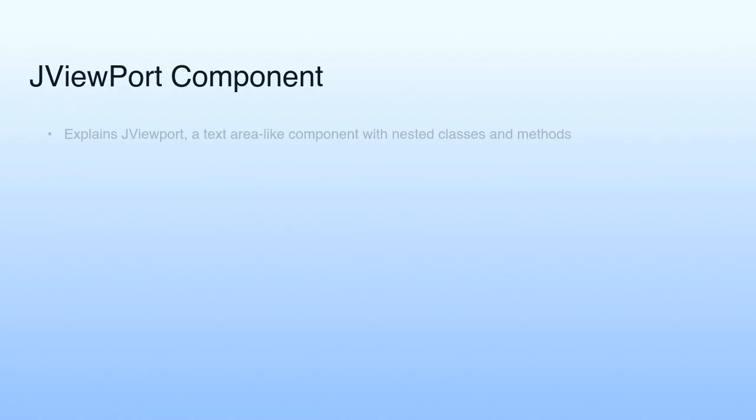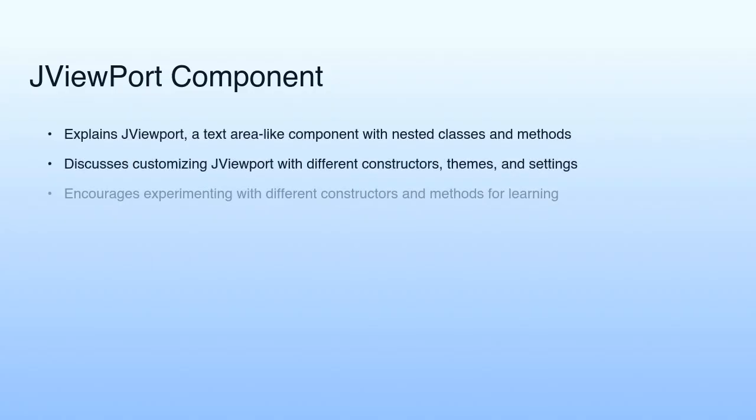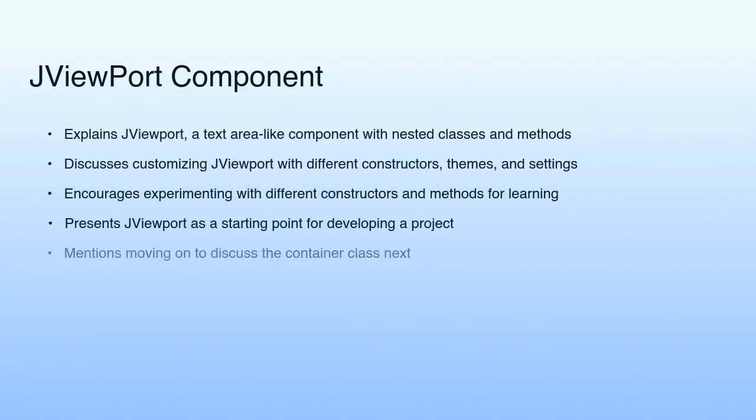The JViewport component is a text area-like component with nested classes and methods, allowing for customization through different constructors, themes, and settings, and serving as a starting point for developing a project before moving on to container classes.